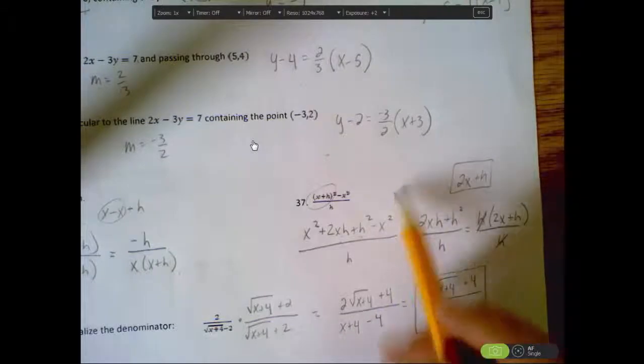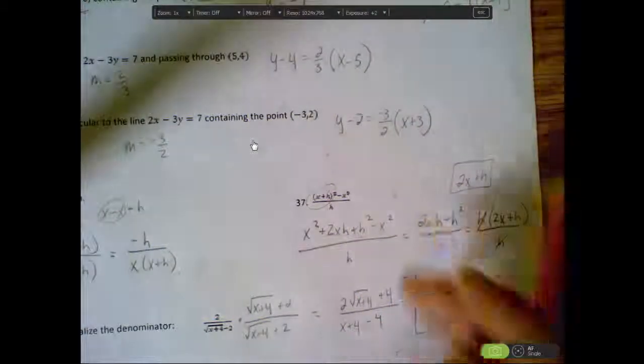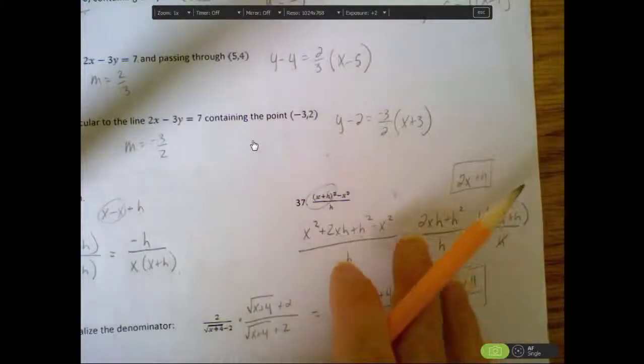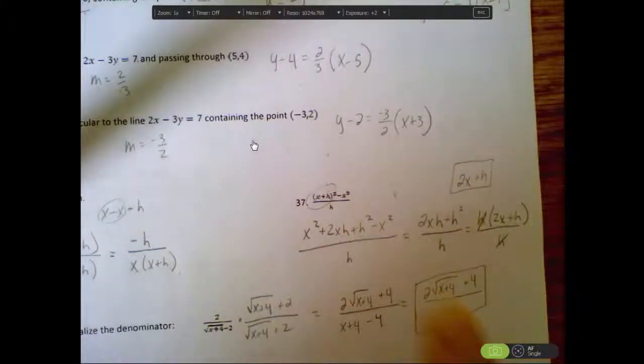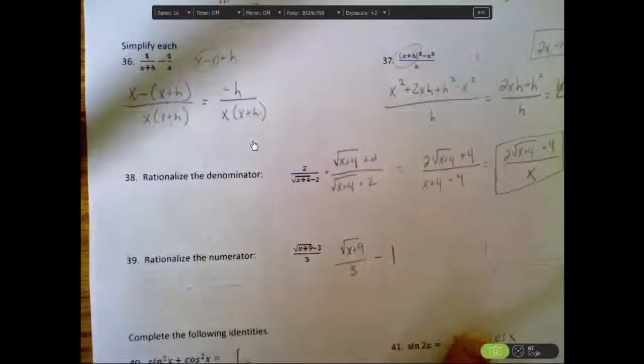This is going to show up a lot. There's going to be a lot of h's throughout the whole first section of calculus, and you saw it a lot in pre-calculus too, I think. And the reason is because it's the definition of derivative, but we'll get to that in due time, no worries.